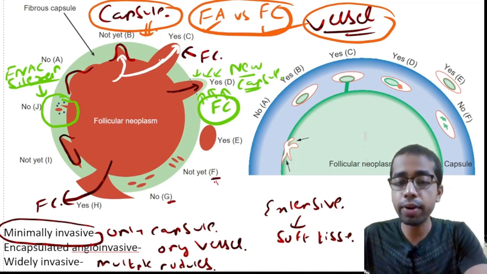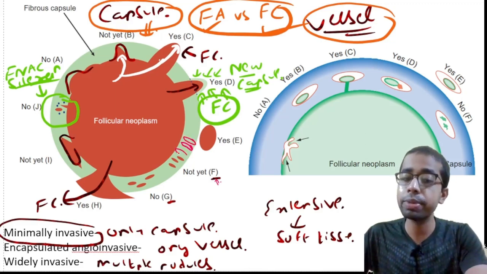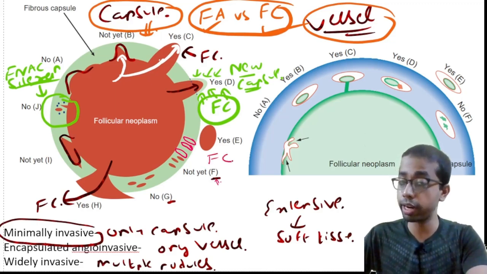See, in this case of F, what you are seeing, there are entrapped thyroid follicles, but they are perpendicular. Can you see? They are perpendicular to the capsule. That means they are in the process of invasion. So what is the answer? Are they follicular carcinoma? Answer is no, not follicular carcinoma yet.